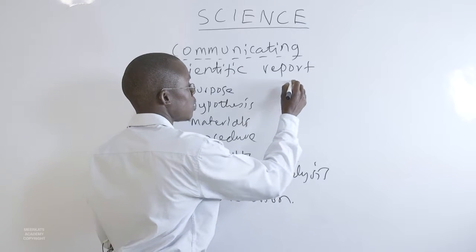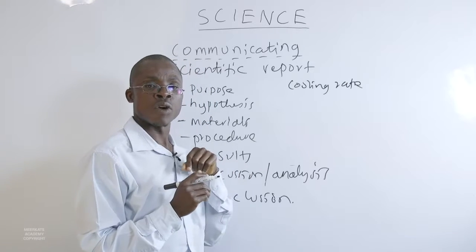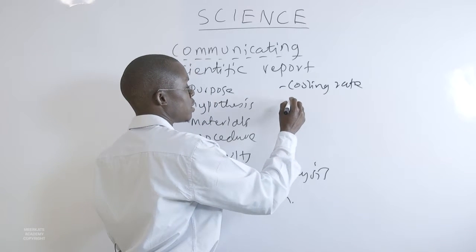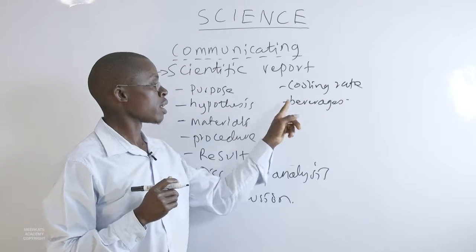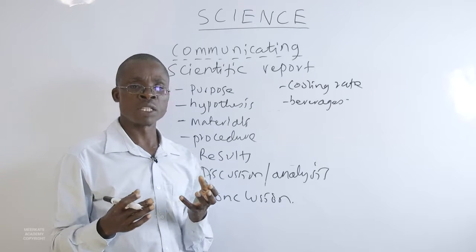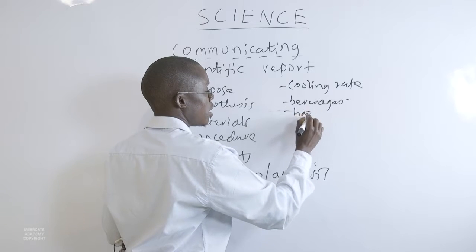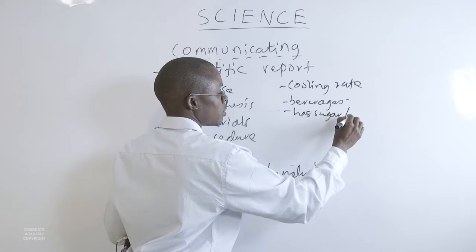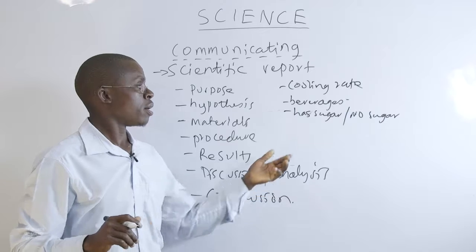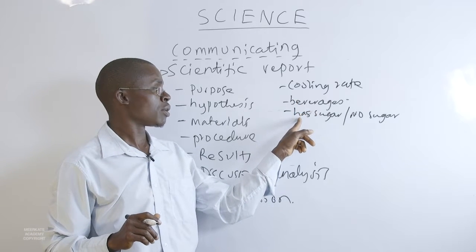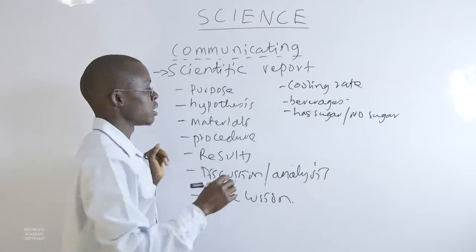So we want to look at cooling rate. Of what? Beverages. Cooling rate of beverages. How are these beverages? Has sugar? No sugar. So the beverage can either have sugar or no sugar. But we need to know which type of these beverages.